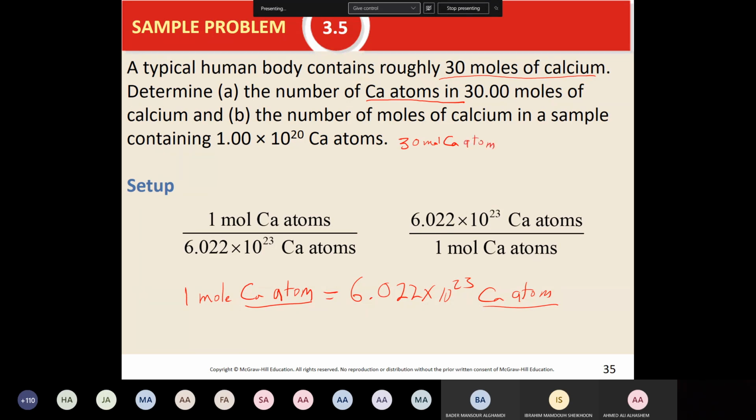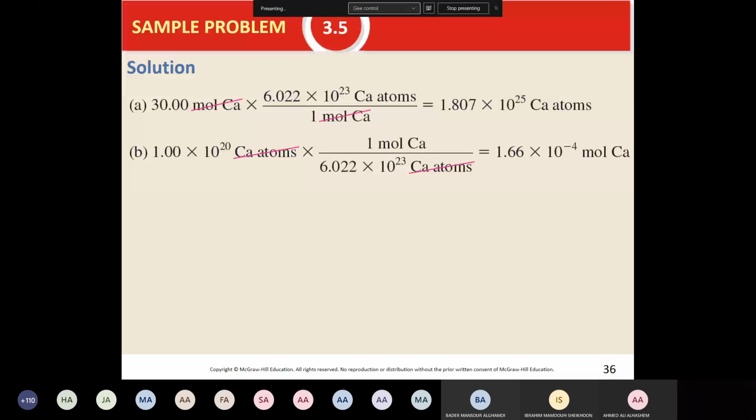How many atoms is this? Which fraction should I use? First or second fraction? Second fraction. Get rid of it by saying 1 mole calcium atoms. And here, 6.022 times 10 to the power 23 calcium atom. And you have the answer. Is this clear? Yes. Is it easy? Yes. Good, this is the solution.